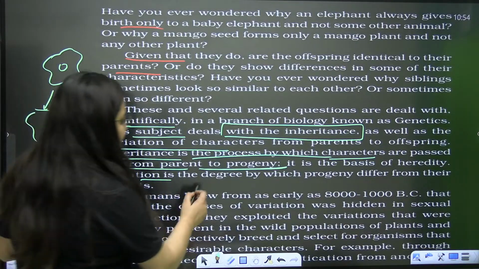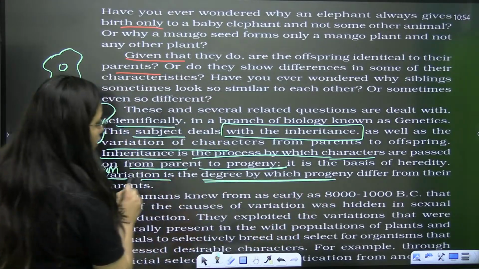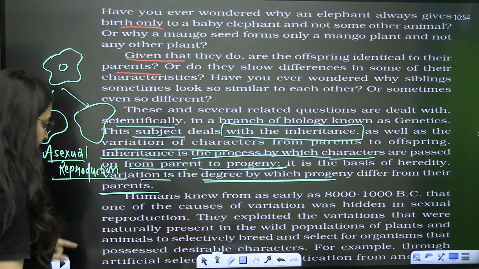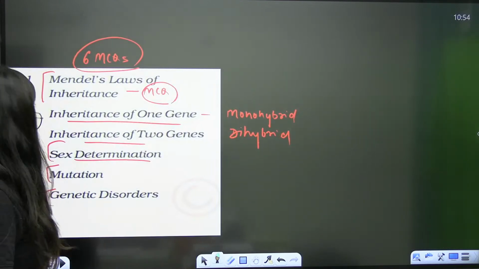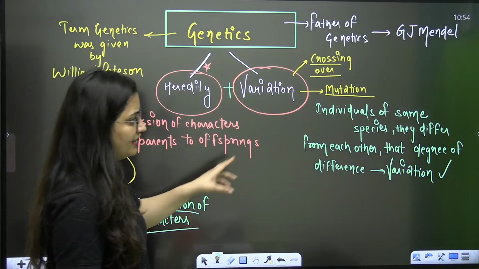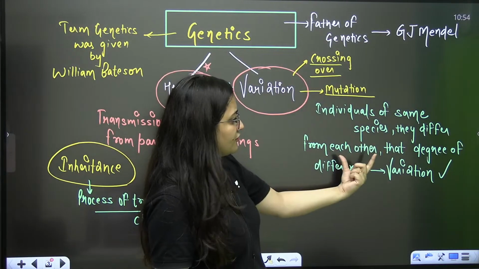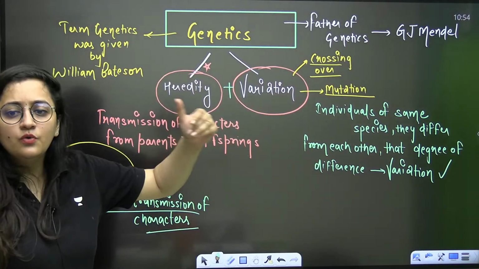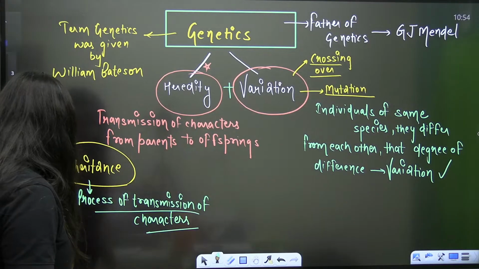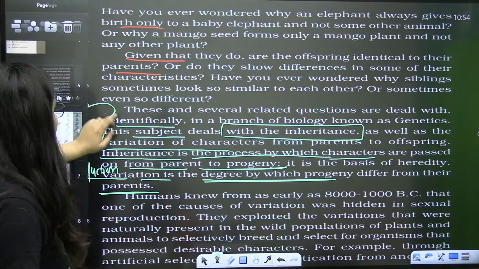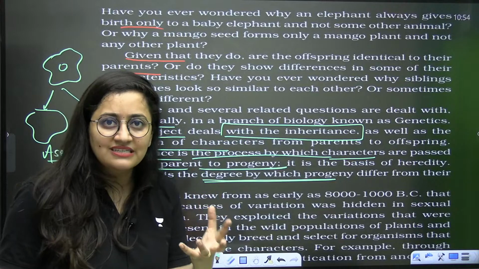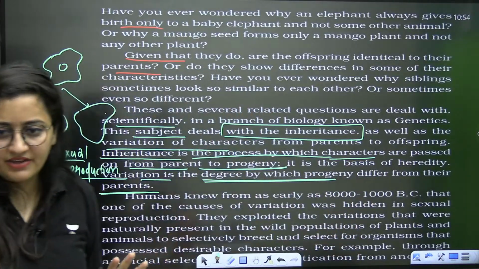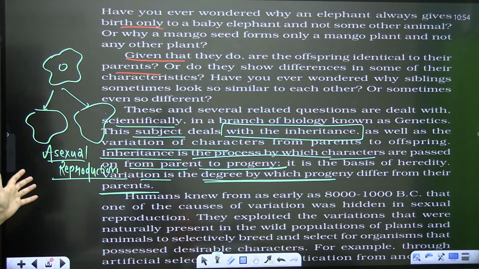And variation, as I said, is the degree by which progeny differ from their parents. Individuals of the same species differ from each other. The degree of difference is variation. You can also relate it in this way: parents and offsprings are not the same. There are some differences, and the degree of difference is variation. Any doubt here?